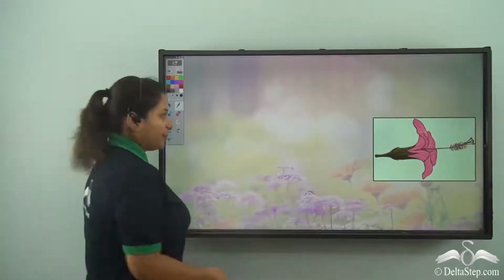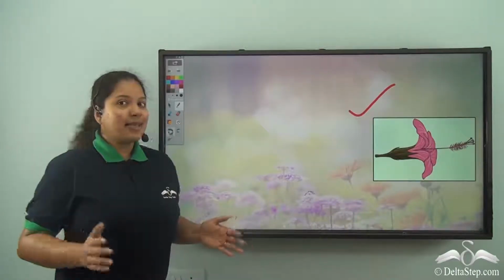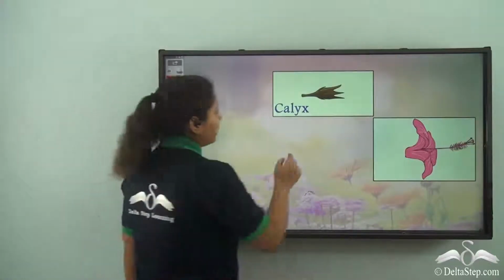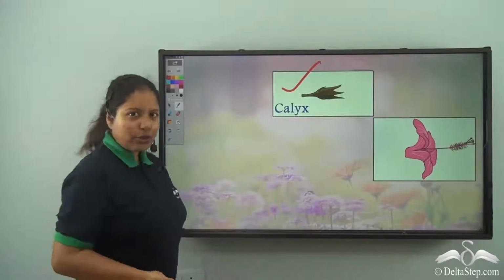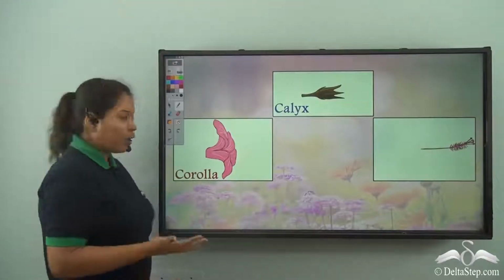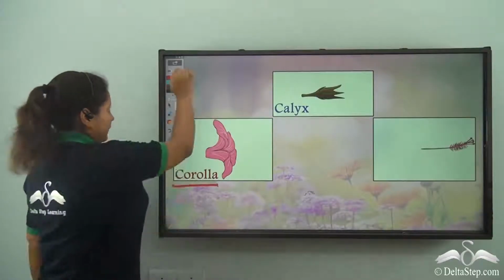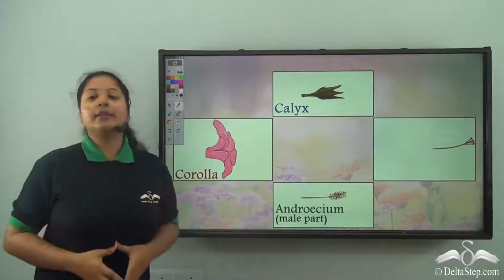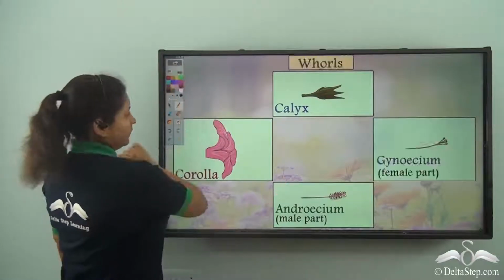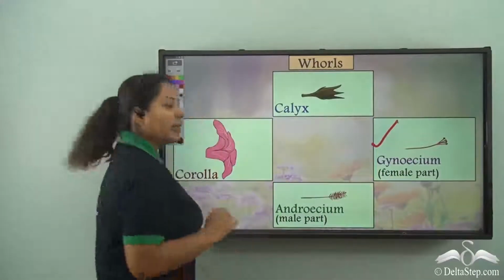Similarly, if you look at a flower, this also has got some parts like the house. So let's see what are the parts in a flower. First, we have got the green leaf-like structure, which is known as the calyx. Then we have got the colorful part of the flower, which is known as corolla. Then we have got the male reproductive part, which is known as the androecium. And finally, we have got the female reproductive part known as gynoecium.